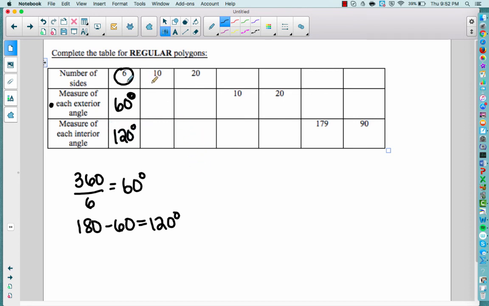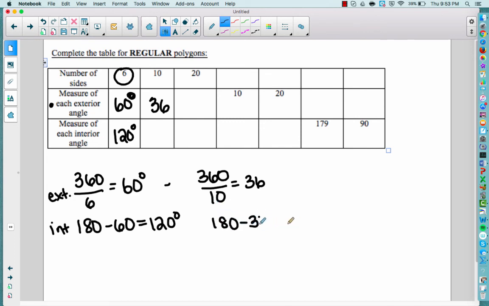All right, let's try it again. I have a 10-sided figure. So I do 360 divided by 10. That gives me 36. That's the exterior angle. Remember, these are exterior angles, not interior angles. So each exterior angle is 36 degrees. To find the measure of each interior angle, I do its linear pair. So 180 minus 36, which gives me, what is that, 144? Okay. You try 20, bring it to class, and we'll check.